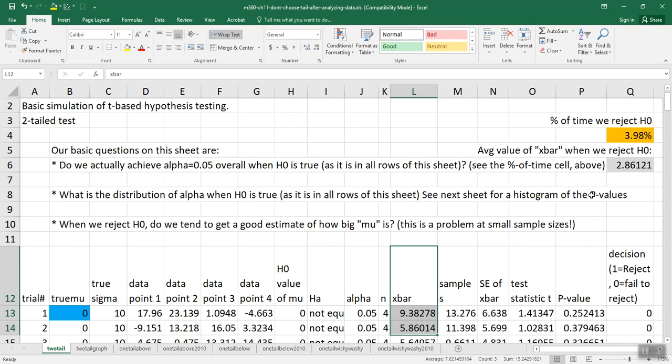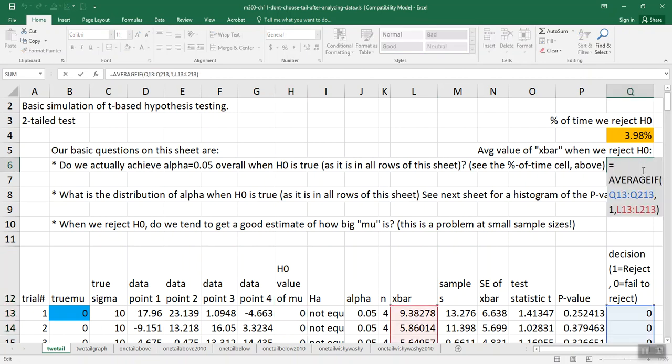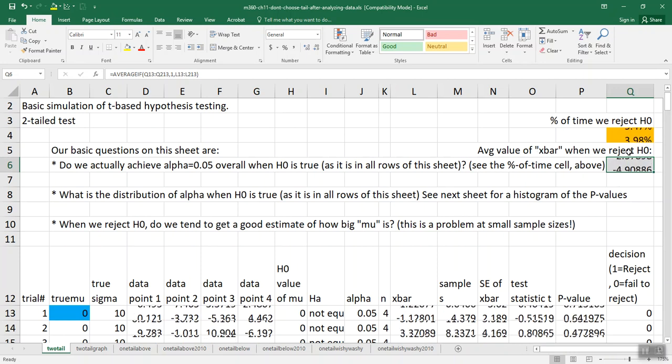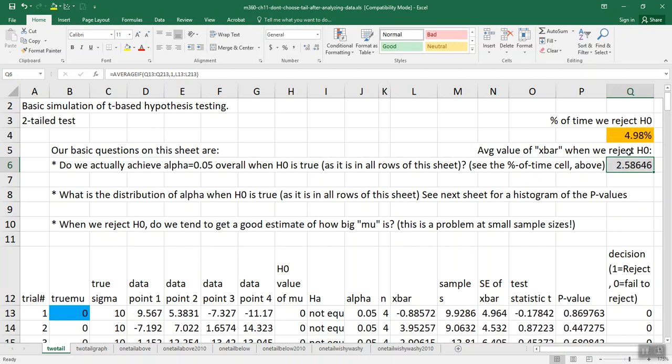So what's a typical size of that x bar? Here, when the population really has a mean of 0 and the null is 0, we're doing an average if, saying when these things are 1, take the average of these values for the rows where these are 1. And we'll get some new random numbers here. So what would you say is the average value of x bar in the cases when we reject H naught? Well, it's kind of bouncing above and below 0. It's probably going to average out to 0.